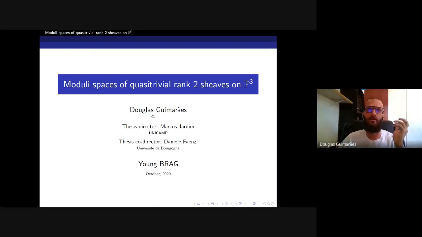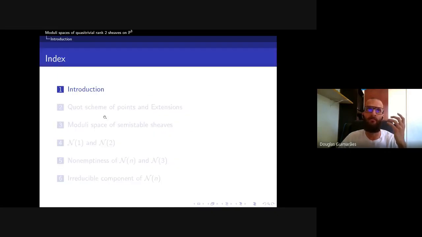So I'm going to talk a little bit about my PhD project with Marco Giardini and Daniele Faenzi. I'll talk about a moduli space of quasi-trivial rank 2 sheaves on P3. Let me begin by fixing the notation and explaining what I mean by quasi-trivial and by moduli spaces of these objects.